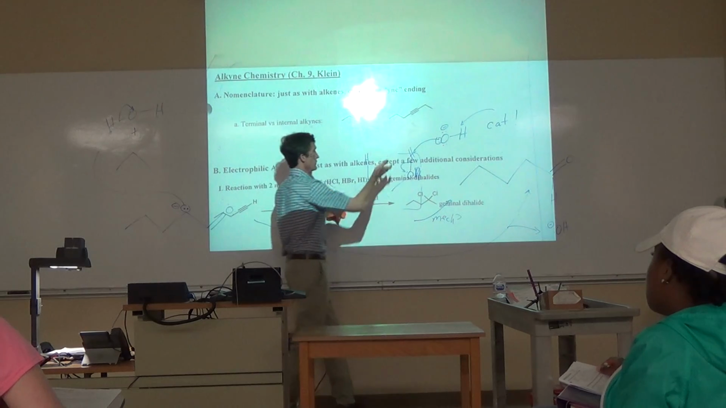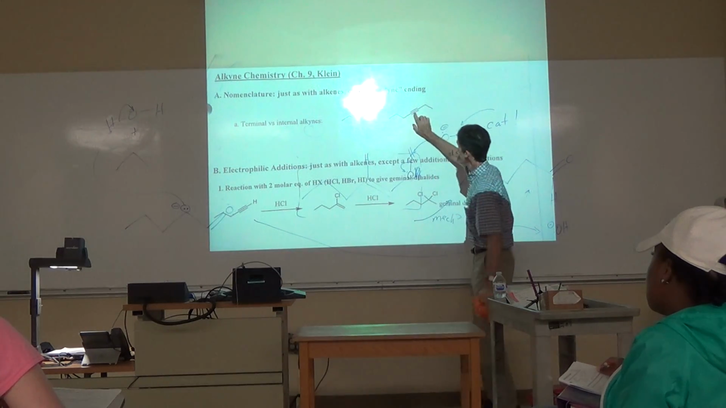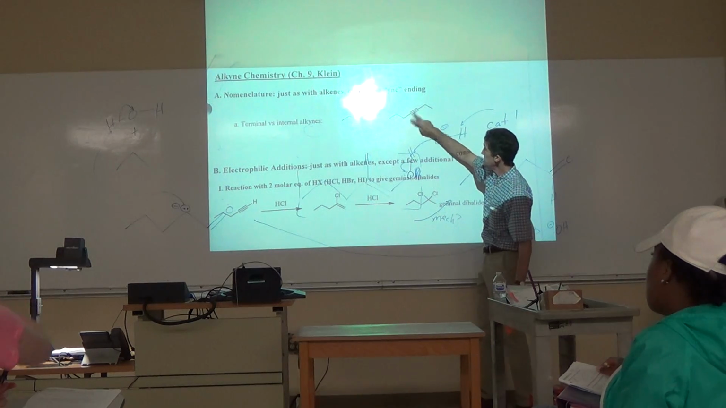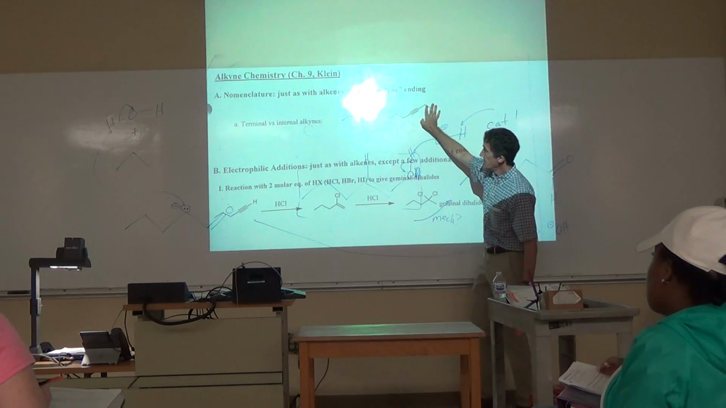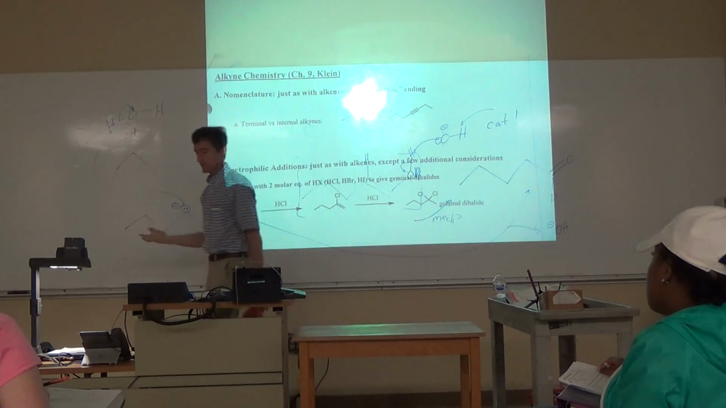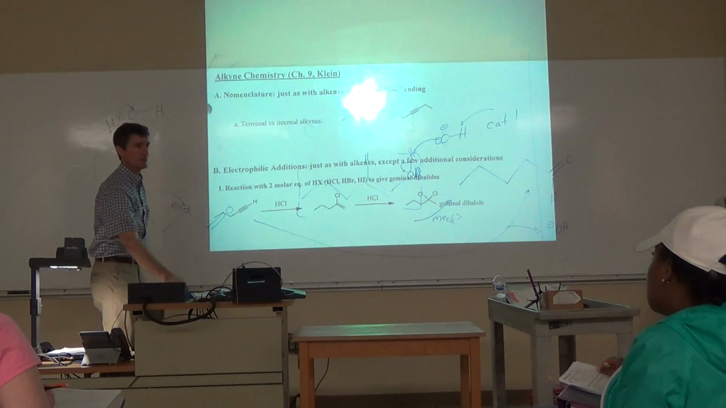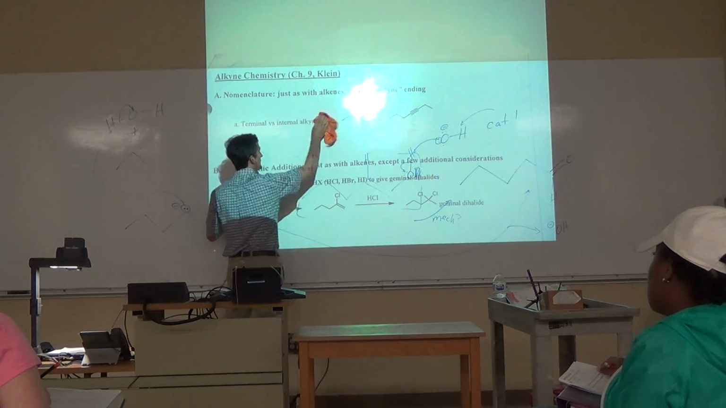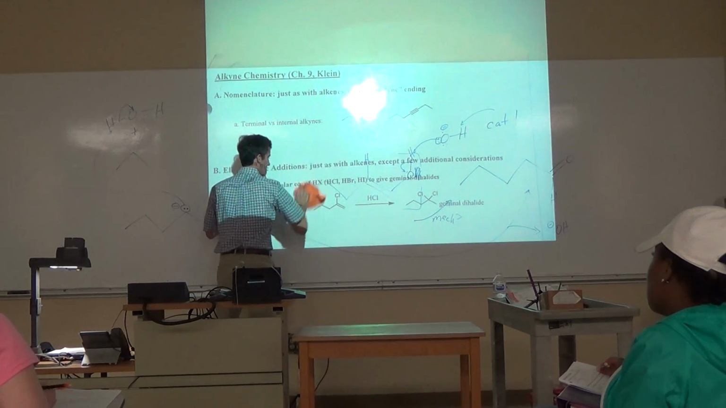If the alkyne is in the middle, not on the end, and the two alkyne carbons are bonded to carbons and no H, that's called an internal or non-terminal alkyne. That's the difference. And the kind we just hydrated was a terminal alkyne.